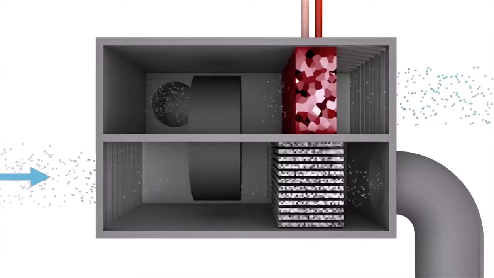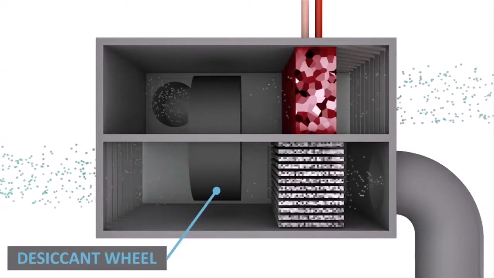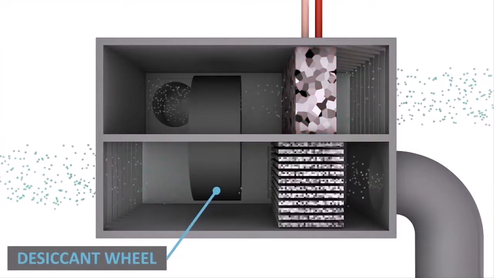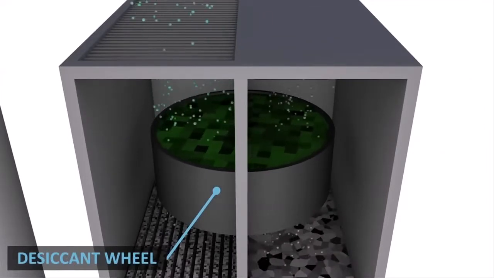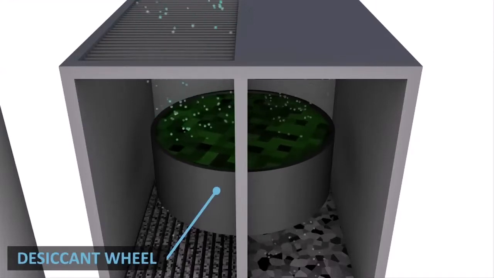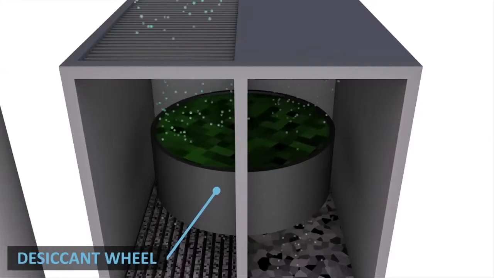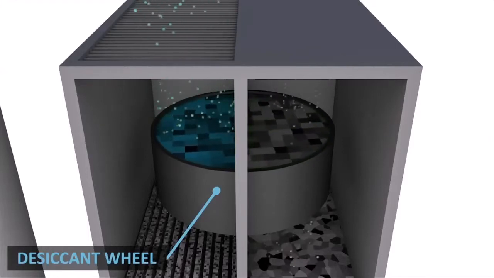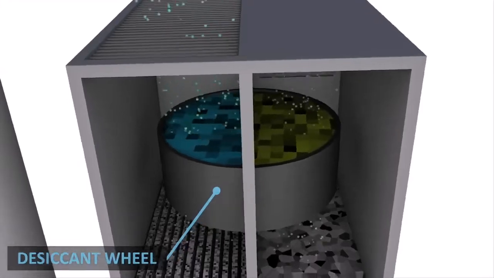At the same time, outside air is also being drawn into the second compartment into a desiccant wheel. The desiccant wheel is the most critical part of the system. It is used to dry out the air before it goes into the house. Slowly turning, the desiccant material in the wheel continuously absorbs moisture in the second compartment. And then the absorbent material dries out in the first compartment.